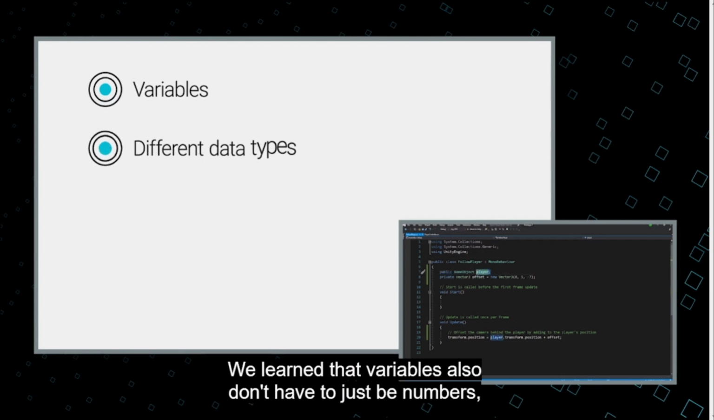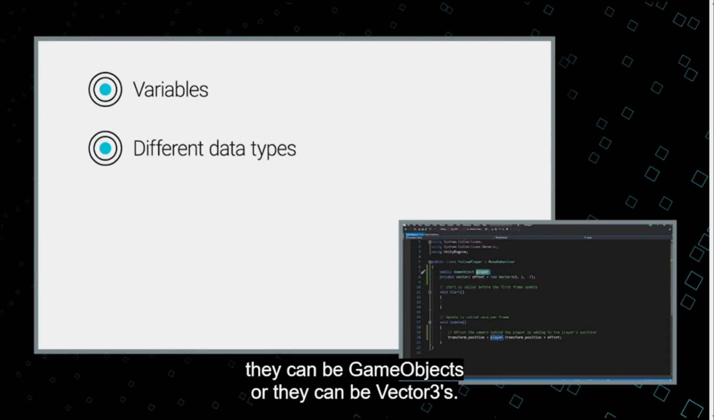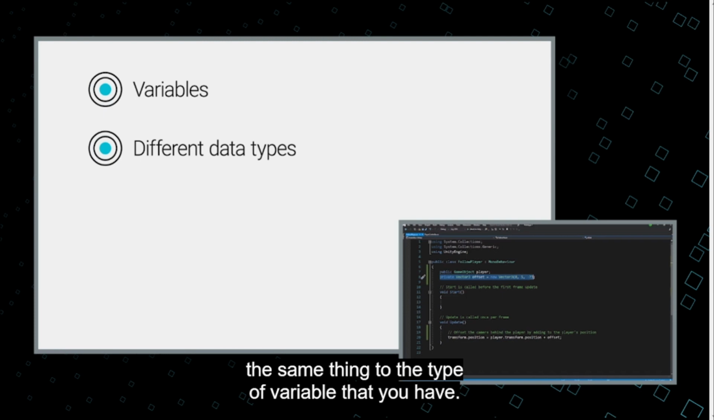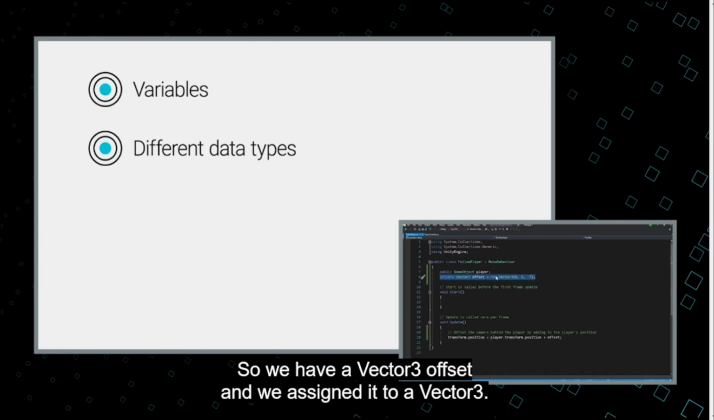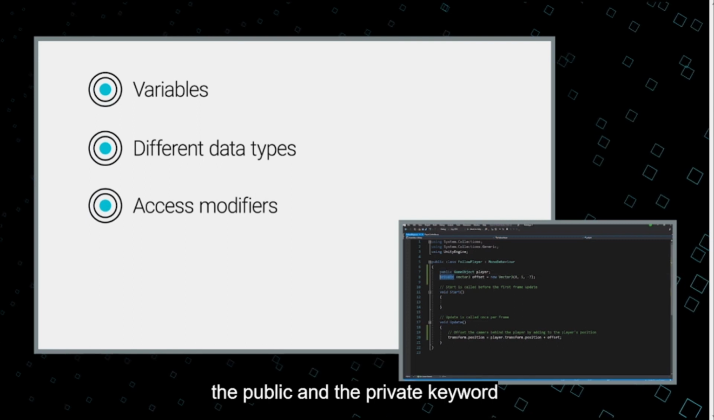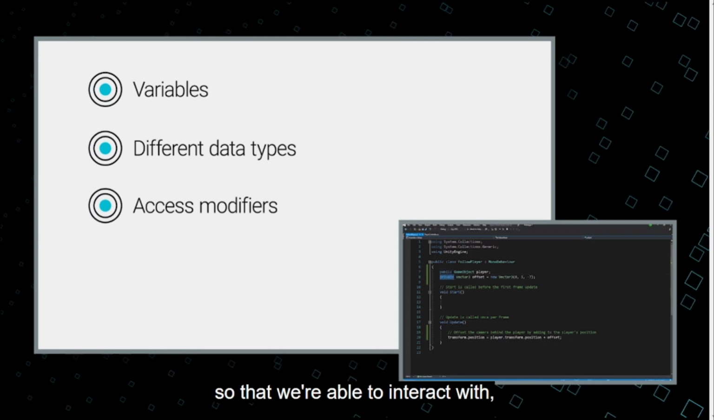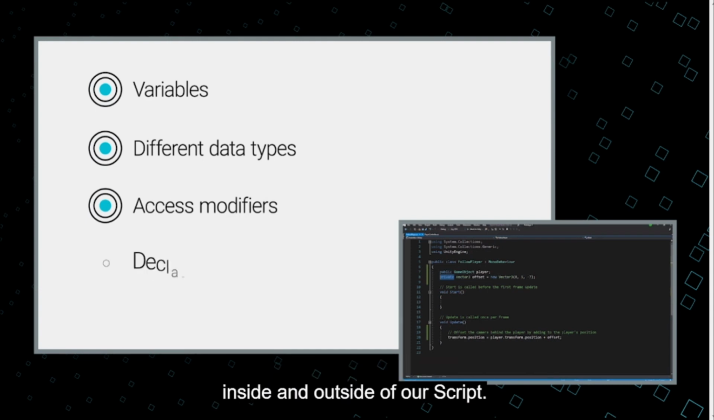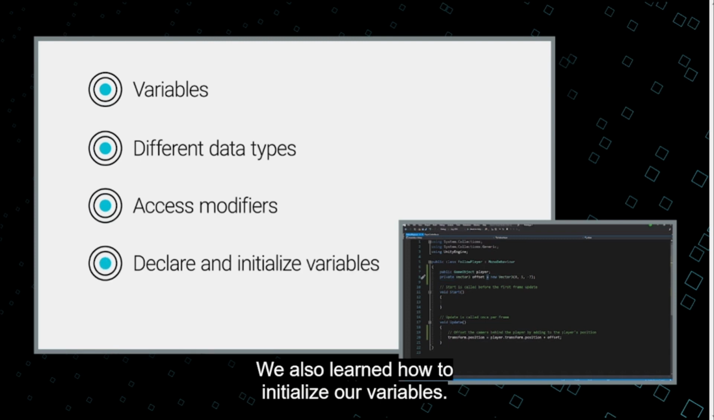We learned that variables also don't have to just be numbers. They can be game objects, or they can be vector 3s. They can be of whatever type they want, as long as you make sure that you assign the same thing to the type of variable that you have. So we have a vector 3 offset, and we assigned it to a vector 3. We learned about the difference between access modifiers, like the public and the private keyword, so that we're able to interact with and use these variables in different ways inside and outside of our script. We also learned how to initialize our variables.